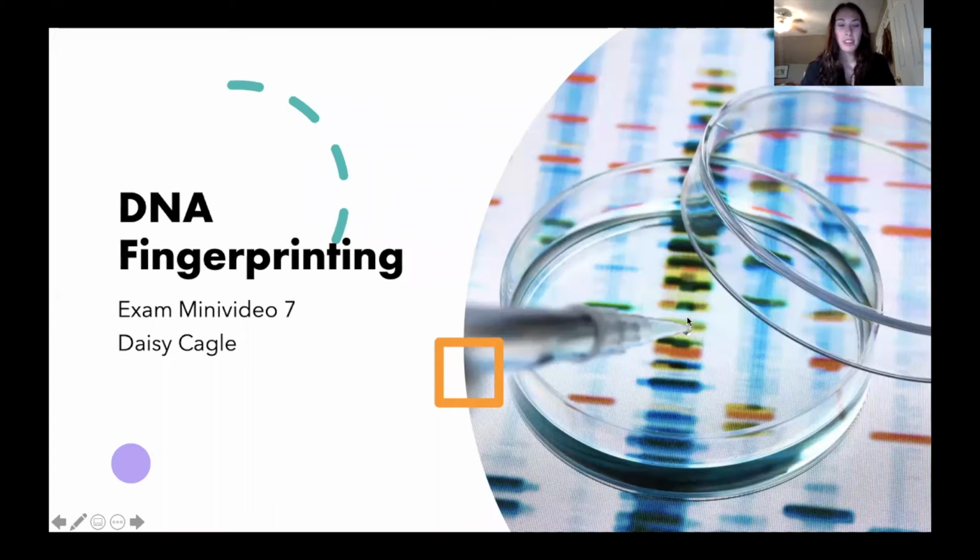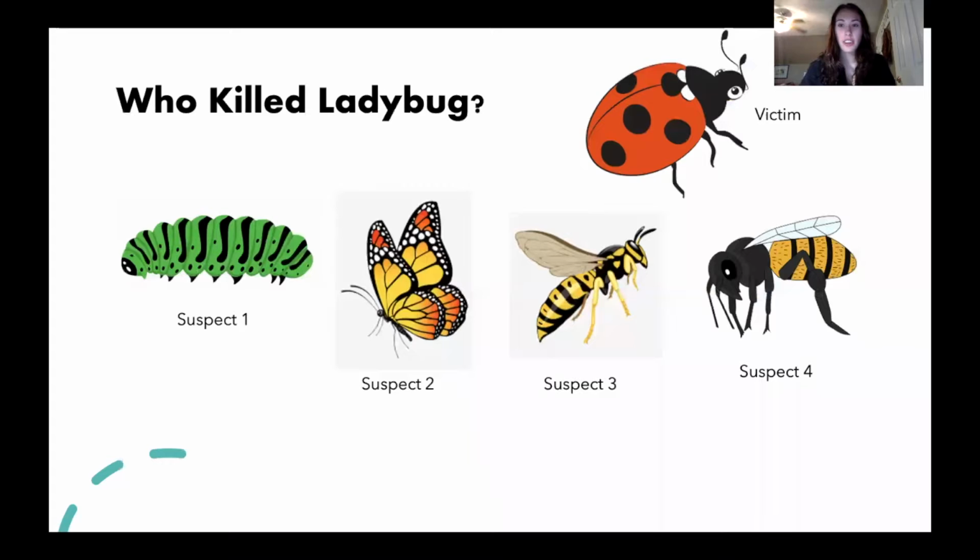I'm doing my mini video 7 on DNA fingerprinting. So here are the suspects and the victim for this terrible murder of Ladybug. Suspect 1 is caterpillar, suspect 2 is butterfly, suspect 3 is wasp, and suspect 4 is bee.